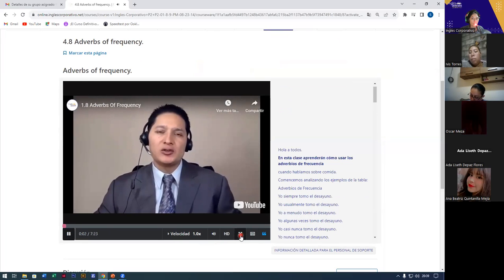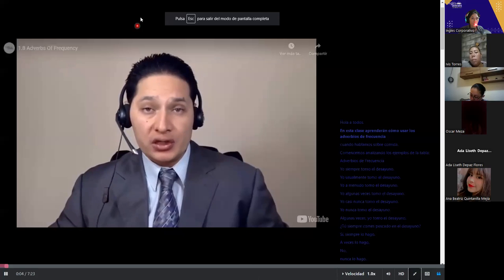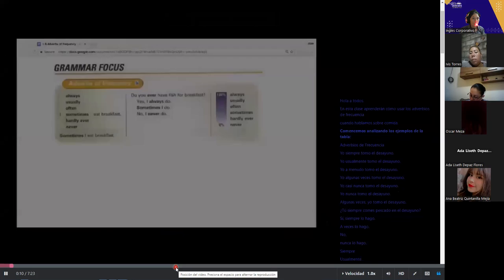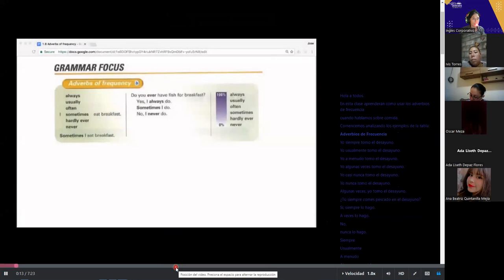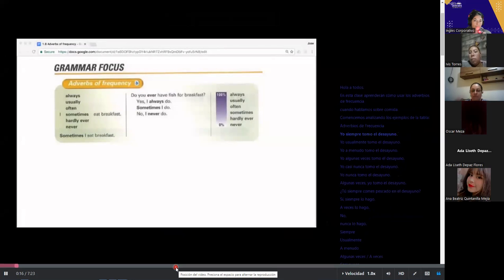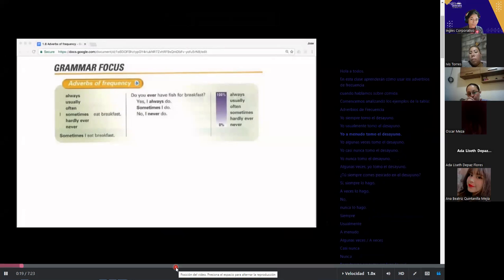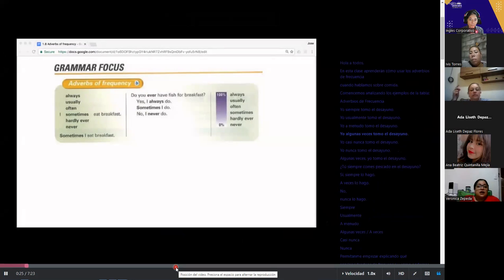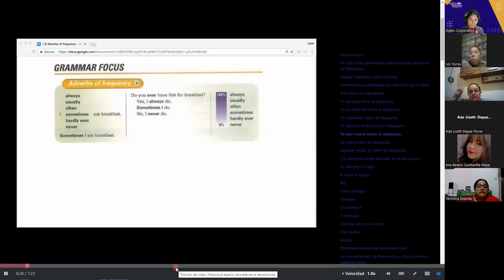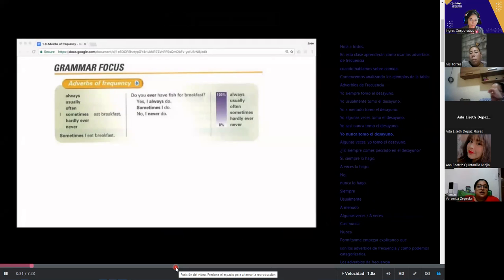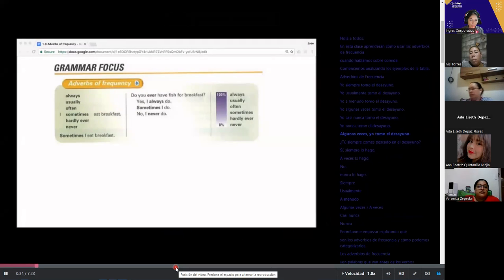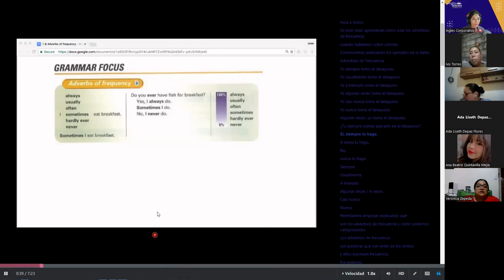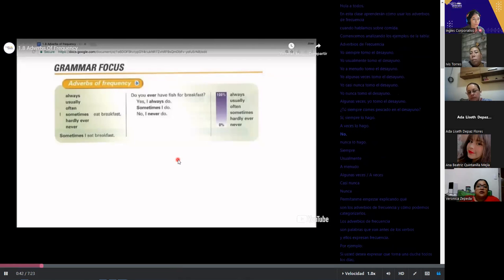Hi, everyone. In this class, you'll learn how to use adverbs of frequency when talking about food. Let's get started by analyzing the examples on the chart. Adverbs of frequency. I always eat breakfast. I usually eat breakfast. I often eat breakfast. I sometimes eat breakfast. I hardly ever eat breakfast. I never eat breakfast. Sometimes I eat breakfast. Do you ever have fish for breakfast? Yes, I always do. Sometimes I do. No, I never do.